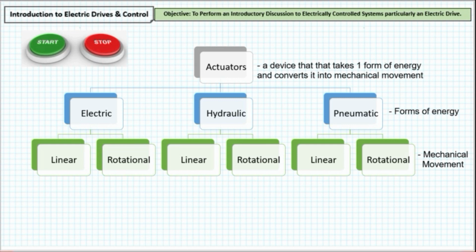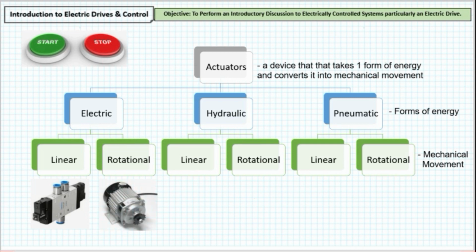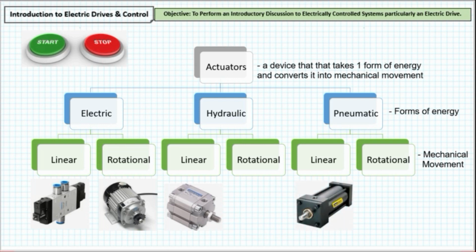An example of an actuator that converts electrical energy to linear mechanical movement is a solenoid valve. So, isa namang example of an actuator that converts electrical energy to rotational mechanical movement is an electric motor. An example of an actuator that converts pneumatic energy to linear mechanical movement is a pneumatic cylinder. And an example of an actuator that converts hydraulic energy to linear mechanical movement is a hydraulic cylinder.